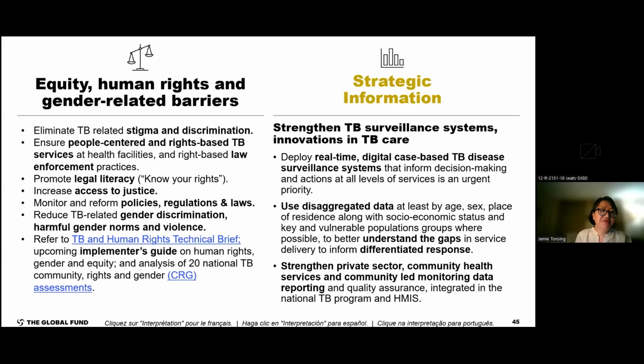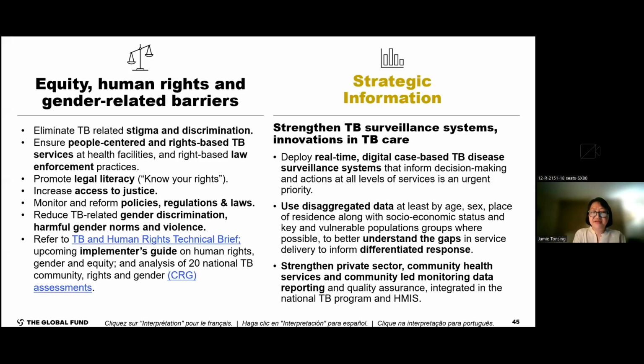On human rights, equity, and gender-related barriers, very similar to the HIV slide. In TB we also have issues with stigma and discrimination that need to be addressed. Always people-centered and rights-based TB services at health facilities, and rights-based law enforcement practices. We need to promote legal literacy, access to justice, and monitor policies, regulations, and laws. We also need interventions to reduce TB-related gender discrimination, harmful gender norms, and violence. We do have a technical guide brief on this, which you can refer to.